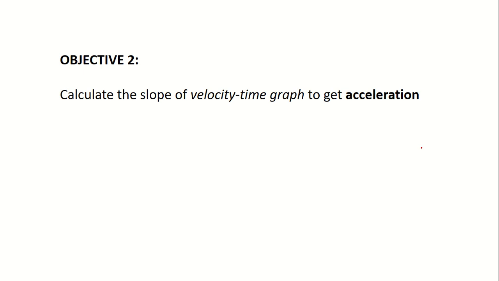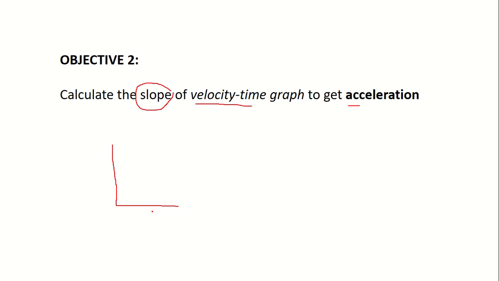Okay, in the second objective, we are now going to look at velocity time graph. And we are also going to compute for the slope. In the first objective, ang tinignan natin is position time graph and kumuha din tayo ng slope. Pero ang na-compute natin doon is velocity, right? But here, if you get the slope of the velocity time graph, ang makukuha mo is acceleration.